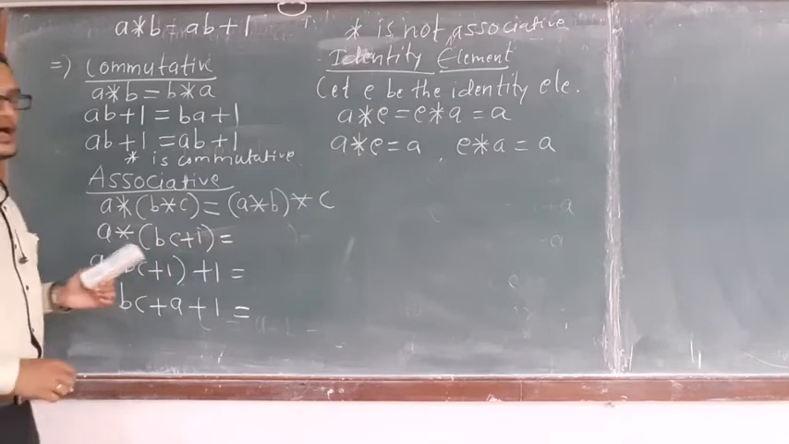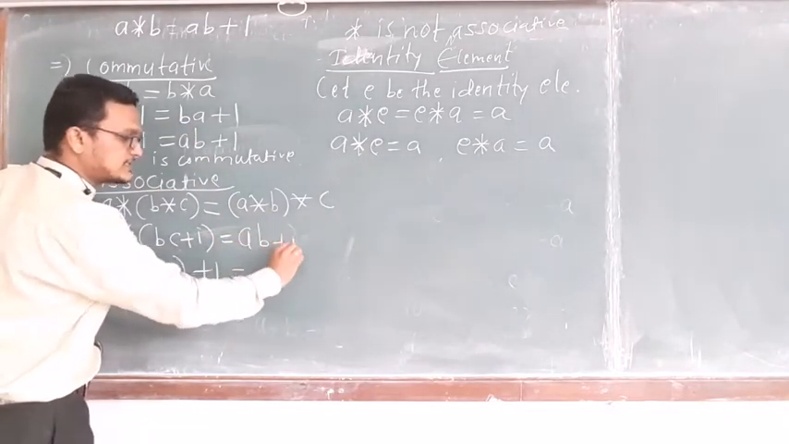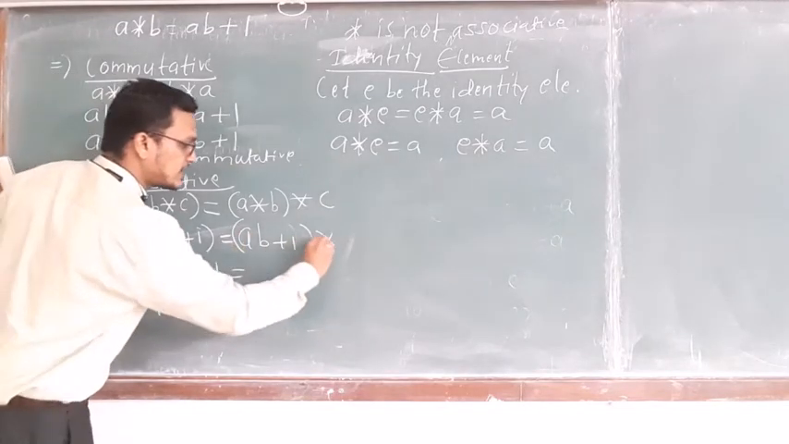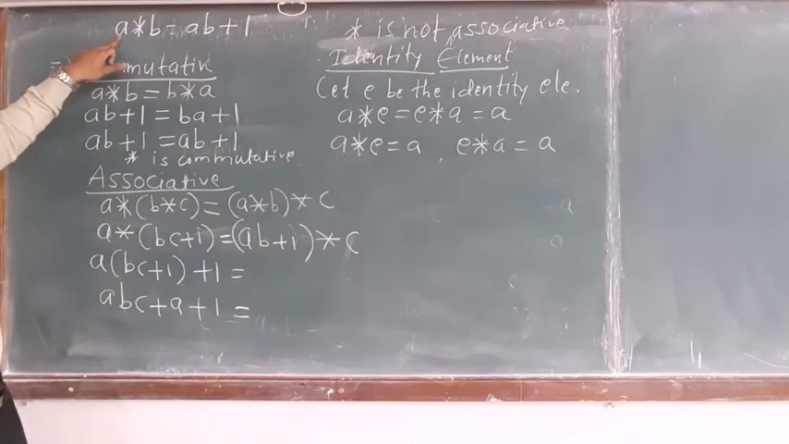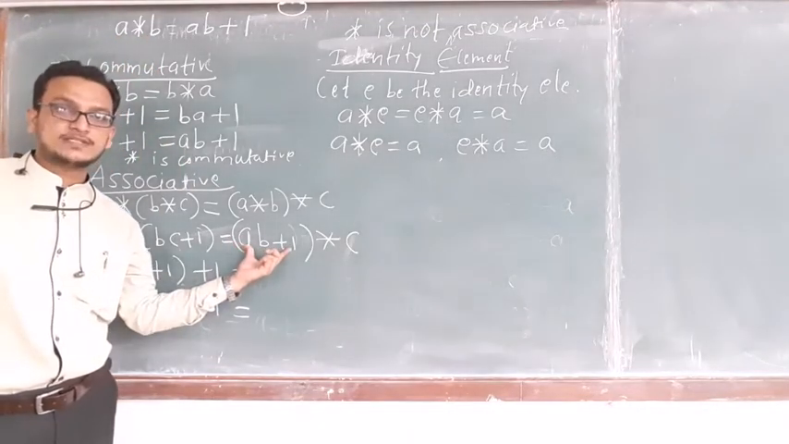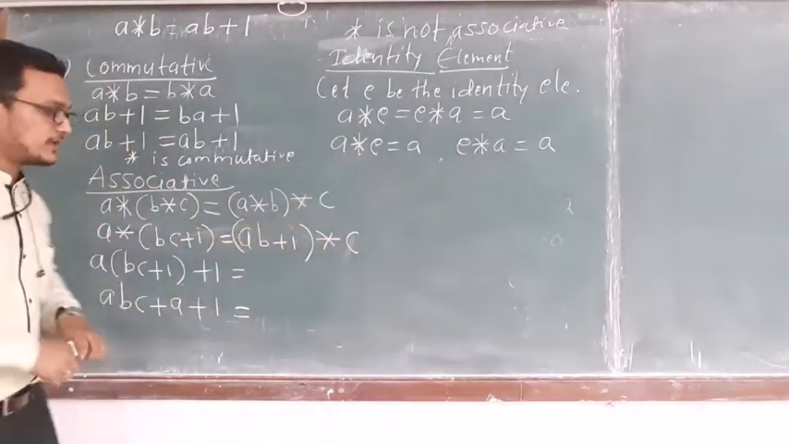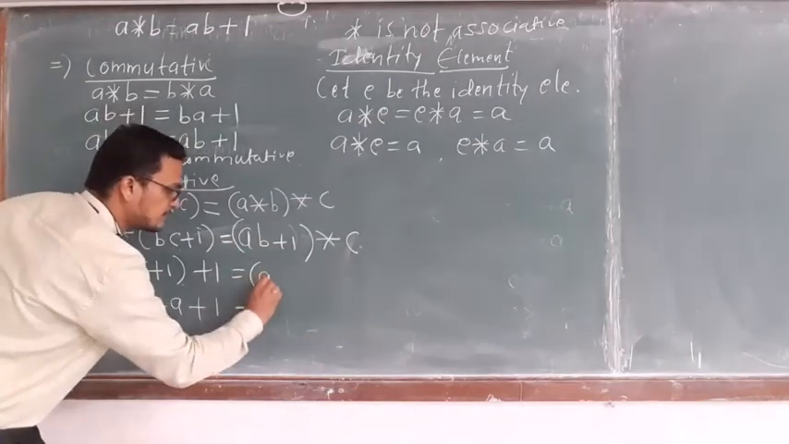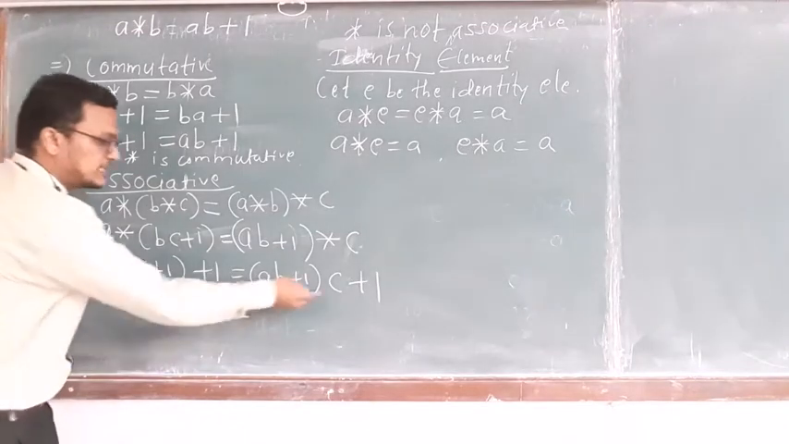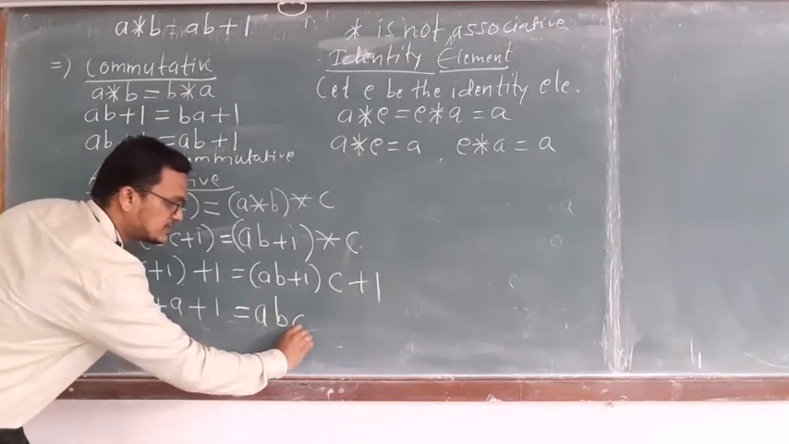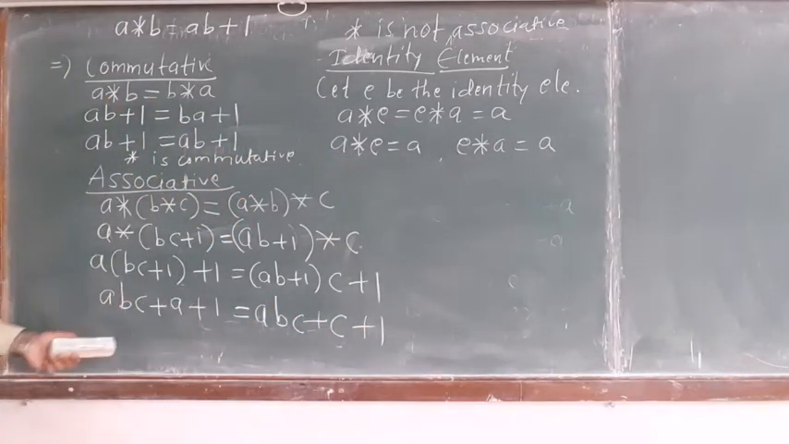Now let us find the RHS. As per the definition, what is A star B? That is AB plus 1, keep it in the bracket, and star C. Now as per the definition, in the place of A, we have the term AB plus 1. The definition says multiplication of these 2 and plus 1. So multiplication of these 2, that is AB plus 1 into C and plus 1. Multiply C inside the bracket, it is ABC plus C and plus 1. Whether they are equal?